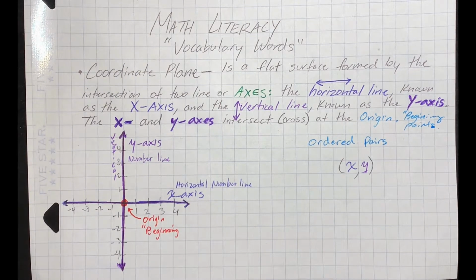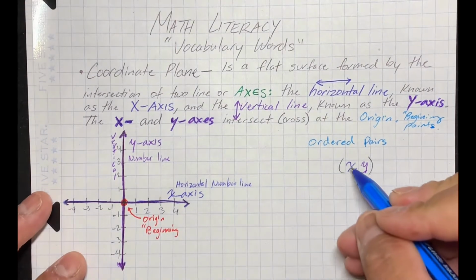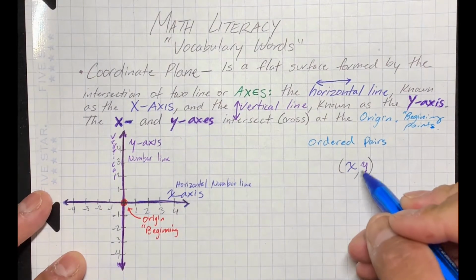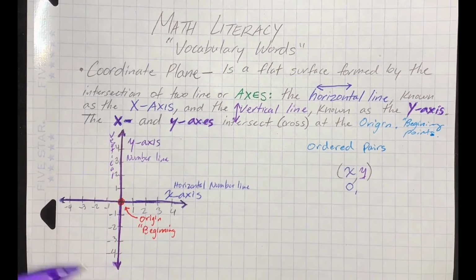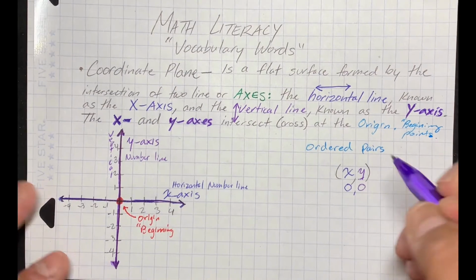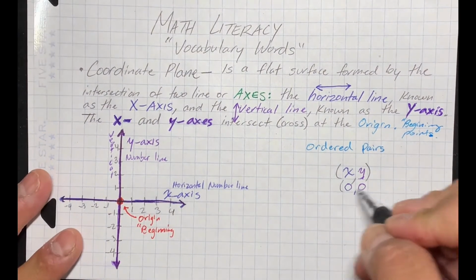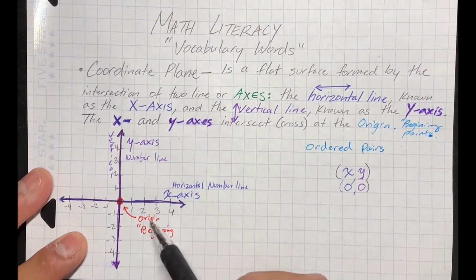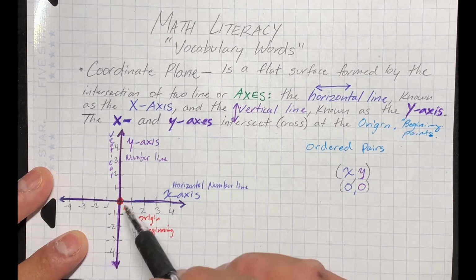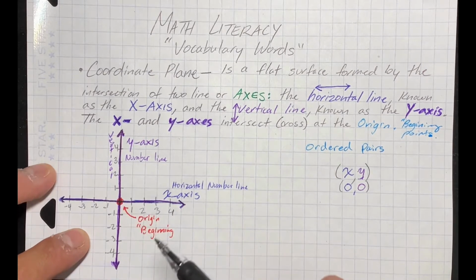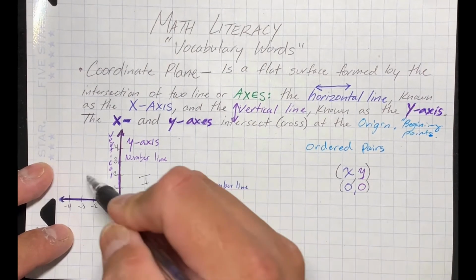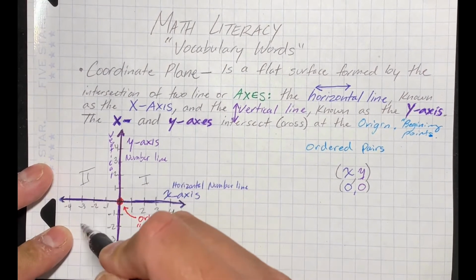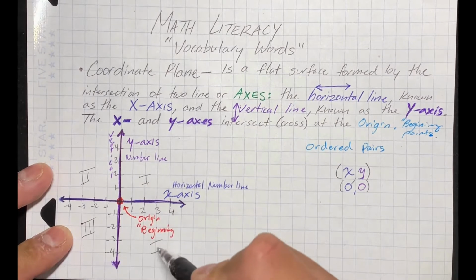So the origin is basically this ordered pair where you have your x-axis and your y-axis. The origin for the x-axis is 0, and the origin for your y-axis is 0. That would be located right there, the origin. Again, the beginning. You always start from the beginning. Now, there's 4 quadrants. You have quadrant 1, quadrant 2, quadrant 3, and quadrant 4.